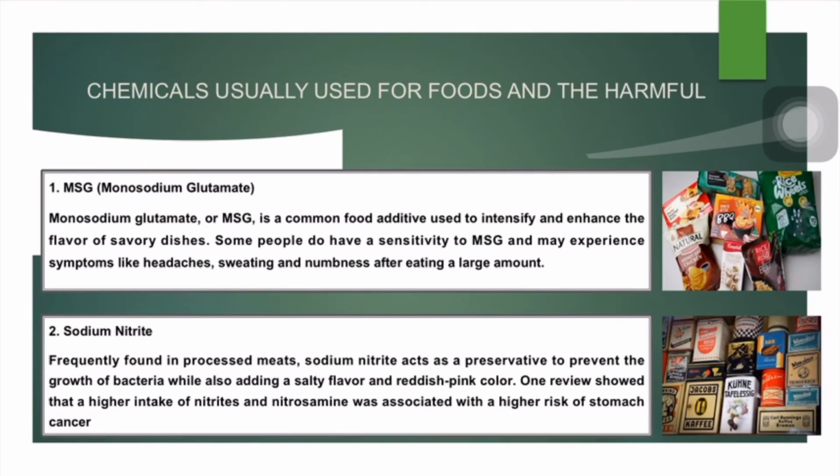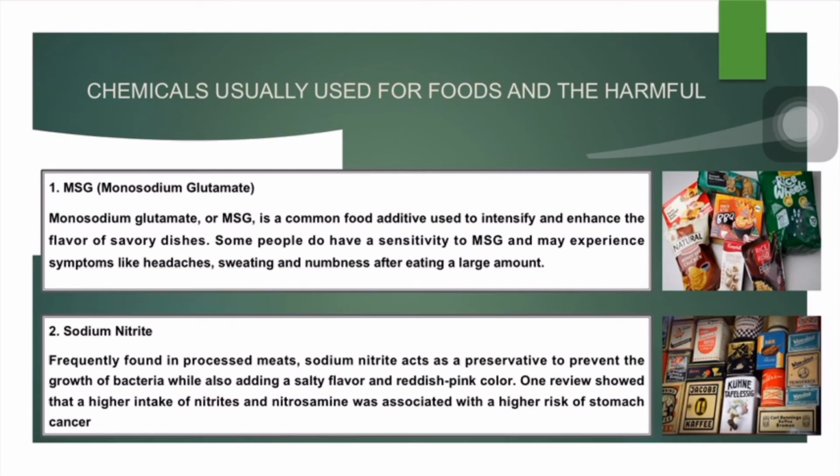And the next, the chemicals that usually used for foods and it's harmful. Bahan-bahan kimia yang biasanya digunakan untuk membuat makanan dan juga efek sampingnya. Jadi we almost to the age of our material. Yang pertama yaitu MSG, monosodium glutamate.